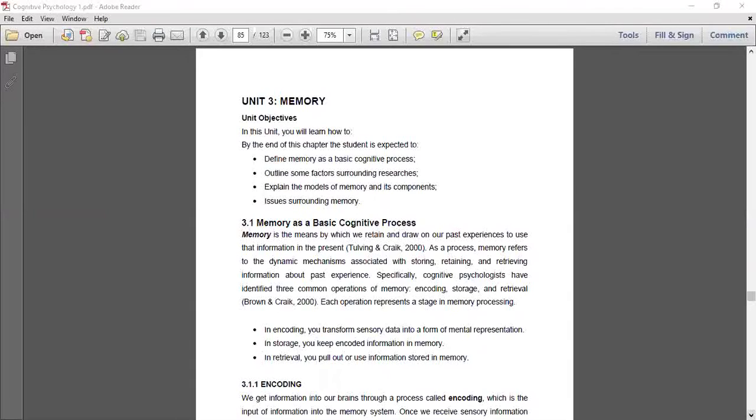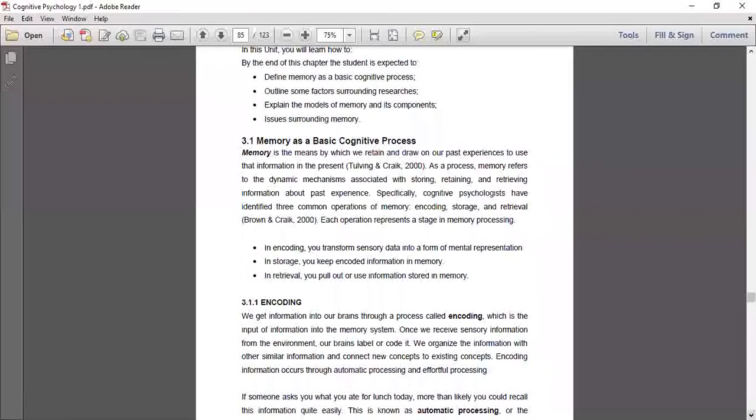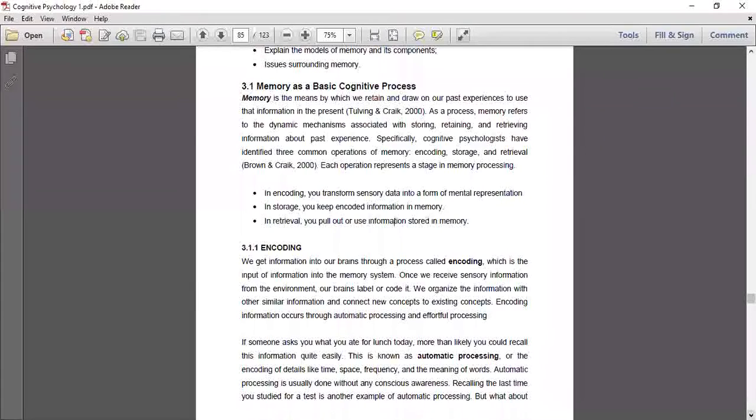So encoding comes from the transformation of sensory information into a mental representation. Storage comes as you keep encoded information in your memory: long-term memory, sensory memory, working memory. Of course, sensory memory and short-term memory are just brief, but the information is stored briefly, after encoding. Then in retrieval, that's where you recall, recognize, or relearn information, where you take information from your memory and put it to present use.